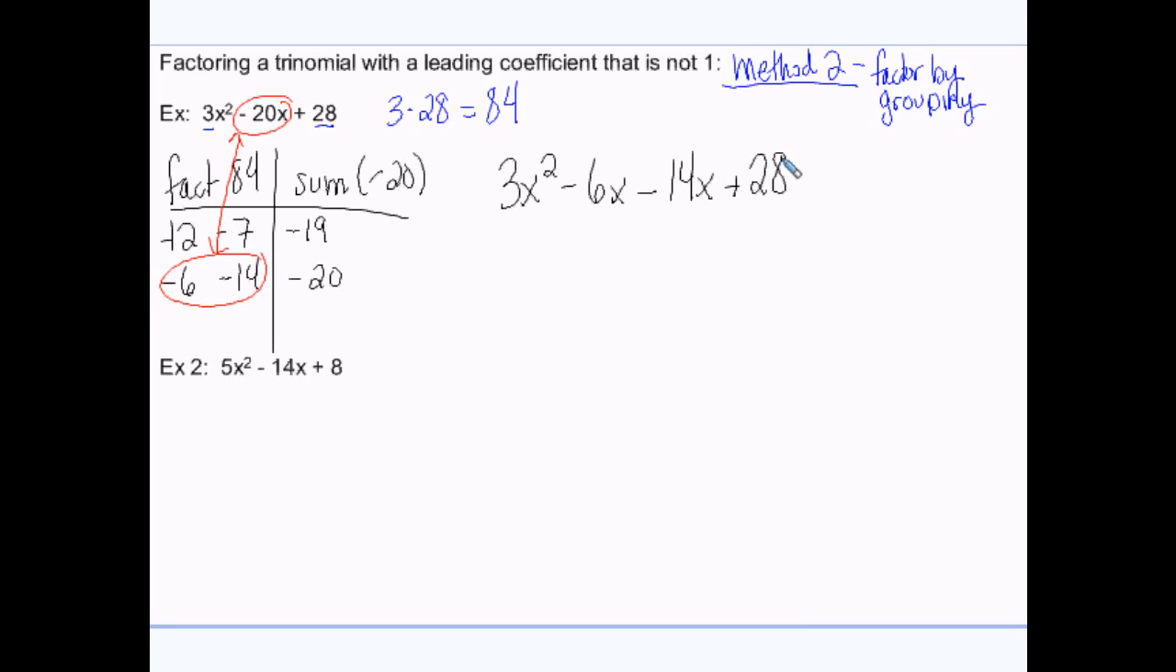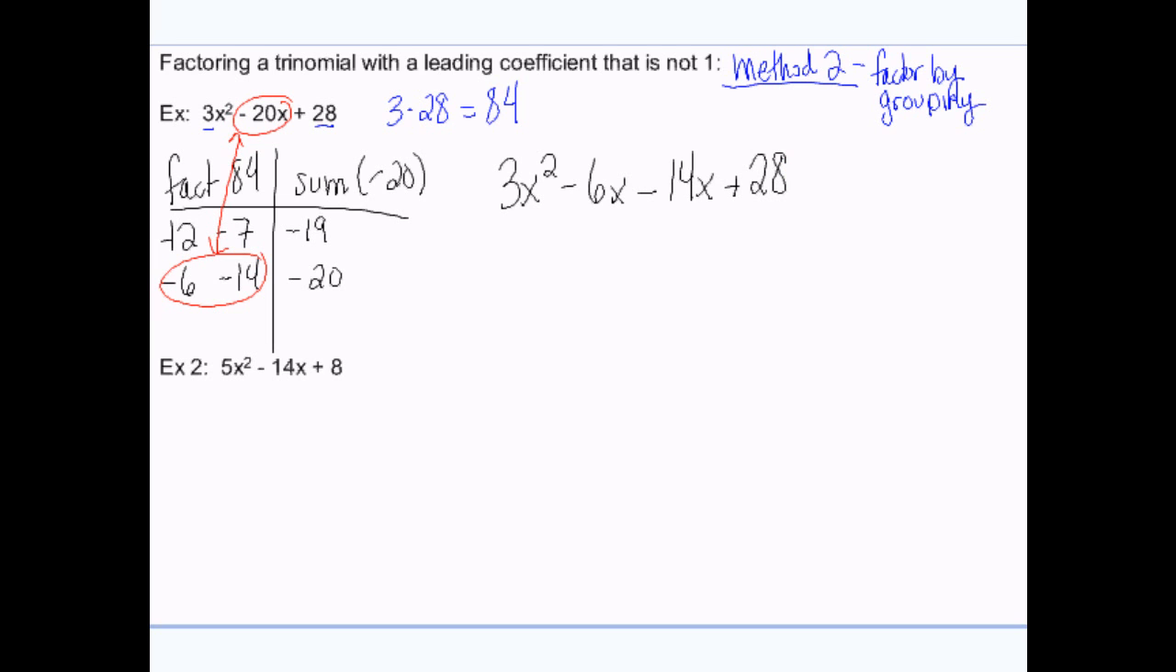And the reason I put the 6 with the 3x and the 14 with the 28 is because 3 and 6 have something in common, and 14 and 28 have something in common. So if I had written this backwards, where the 14 was in front and the 6 was second, I would have still written the 6 with the 3 and the 14 with the 28. We'll do it in the next one. I'll put it in the wrong order so I can show you what I mean.